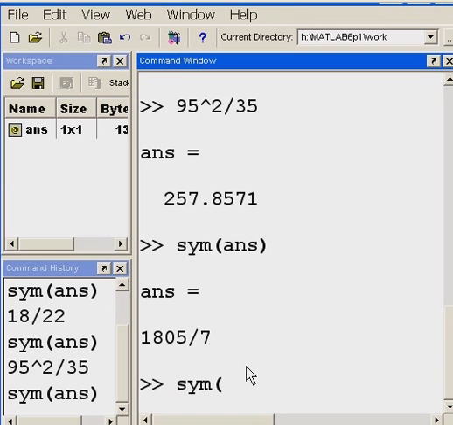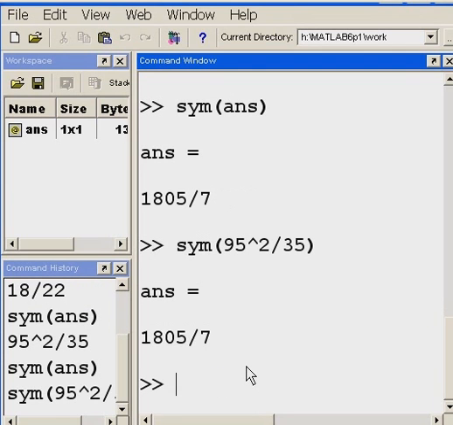So if I had keyed in sim, let's do this the easy way. If I had keyed in sim of 95 squared divided by 35, I'd have gotten that answer anyway. 1805 divided by 7. What do you know?